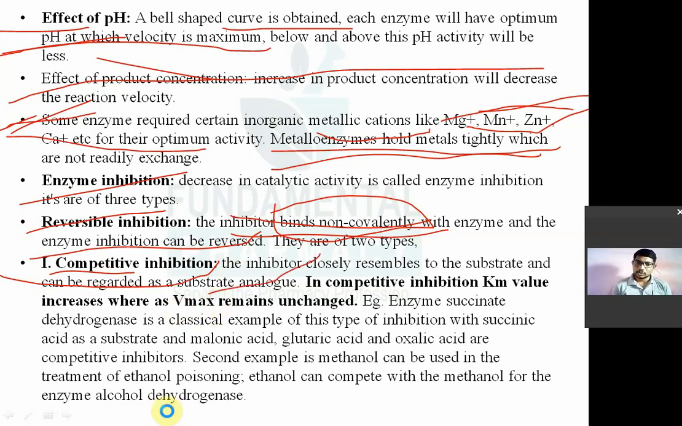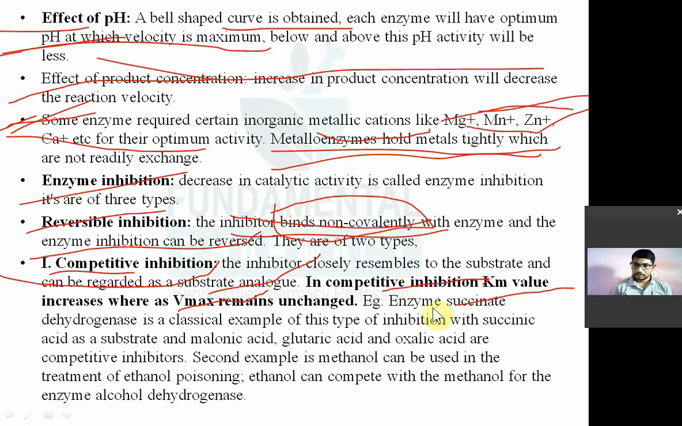In competitive inhibition, remember this line: Km value increases and Vmax remains unchanged. Here the Km value will increase. Km value means the substrate concentration required to produce half of maximum velocity. So the substrate concentration, the Km value, will increase here, and the velocity will remain unchanged. For example, what is an enzyme of competitive inhibition?